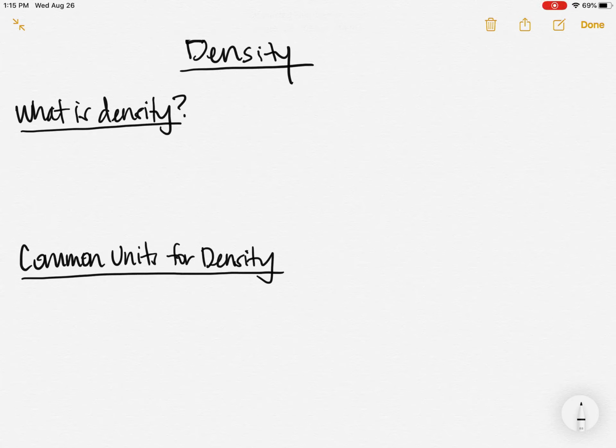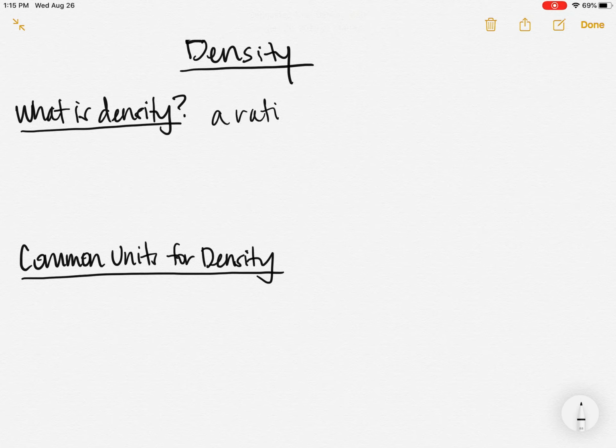Right, this video is on density, what density is, and how to calculate density using the density formula. This should be a review, and you should have seen density lectures in your previous science classes, so we will jump right in. Okay, so what is density?